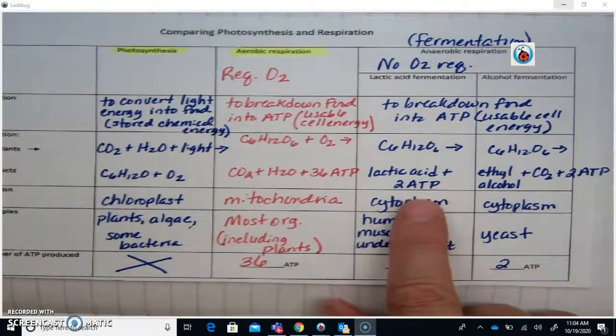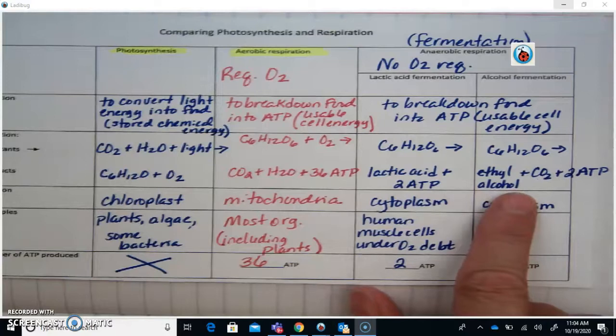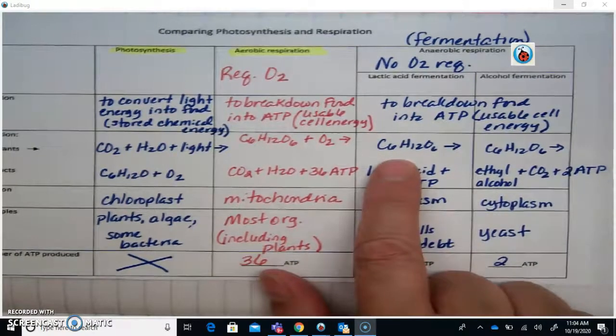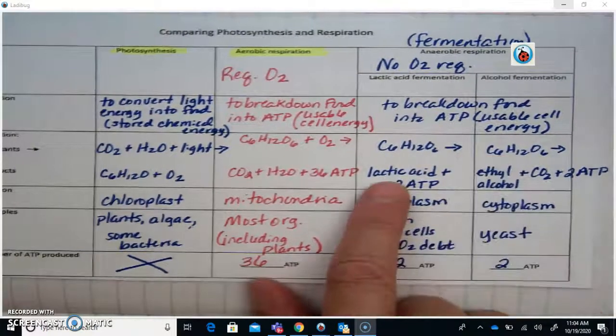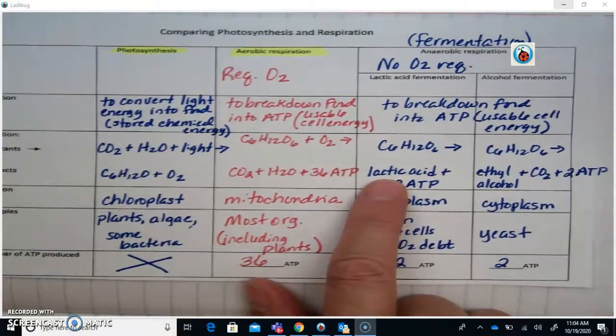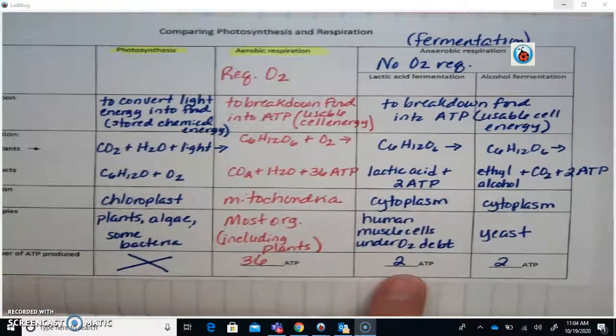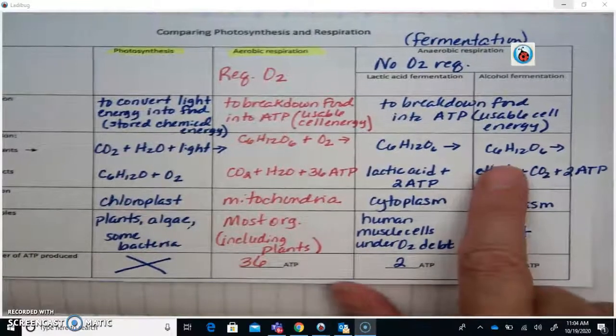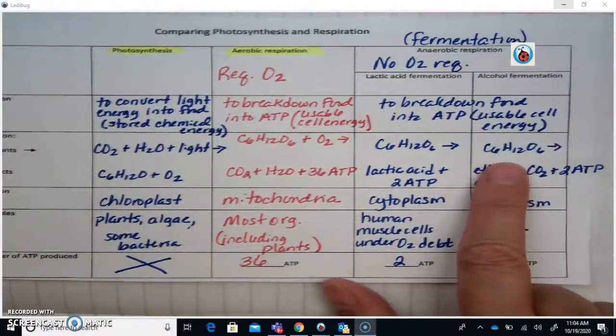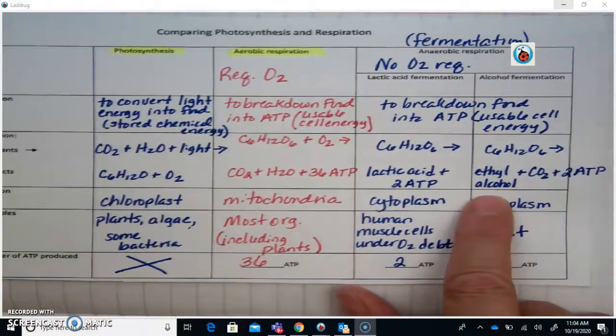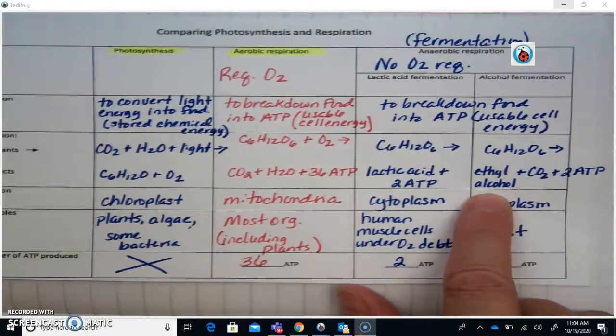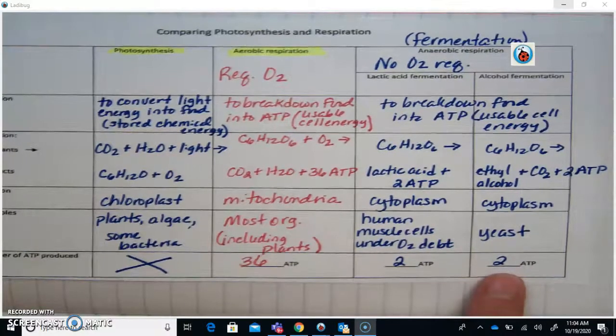In lactic acid fermentation and alcohol fermentation, there's going to be a partial breakdown of the glucose, meaning there's still a lot of energy stored in the lactic acid, so you only get 2 ATPs produced. Same thing with alcohol fermentation. It's a partial breakdown of glucose, and there's still a lot of energy left in ethyl alcohol. So you only get 2 ATPs being produced there.